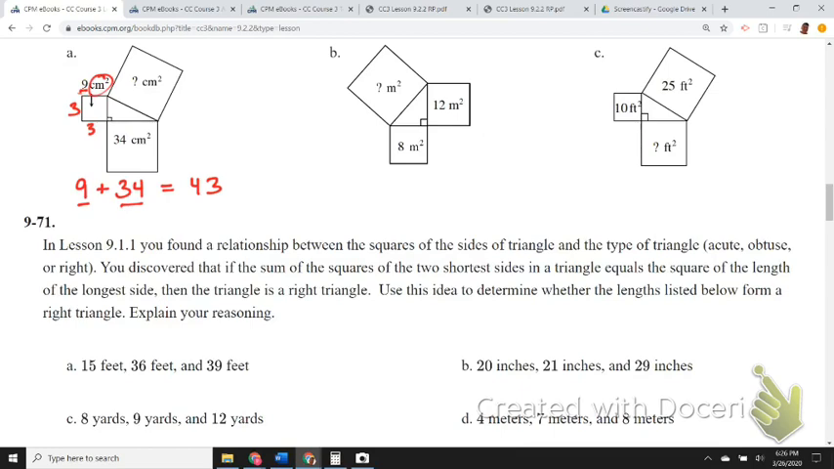Okay, and go ahead and pause the video. I want you guys to do the other two problems. Go. All right, and there are your results.